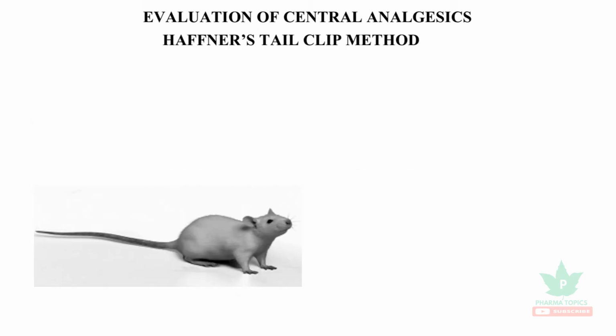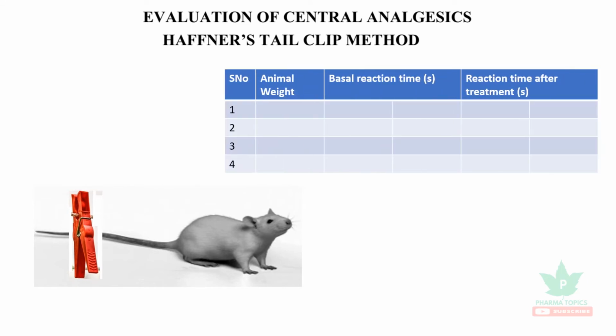The next method is Hafner's tail clip method. An artery clip is placed at the end of the rat tail. The basal reaction time of the animal to bite the clip will be taken as the end point. Reaction time after treatment, whether it may be control or the treatment groups, will be compared. Increase in the reaction time determines its analgesic activity.